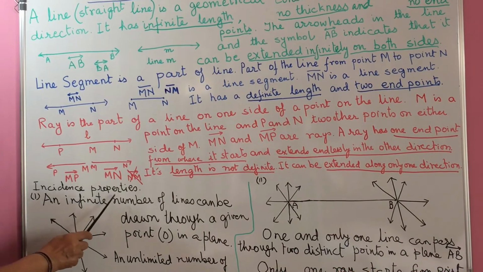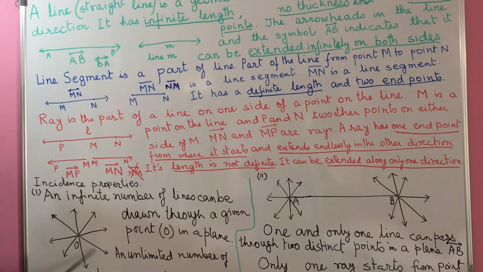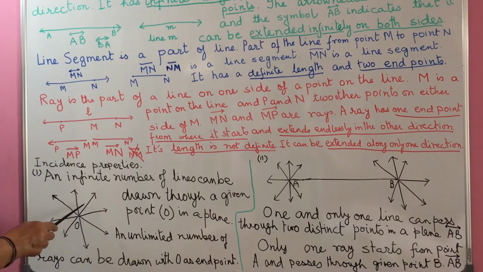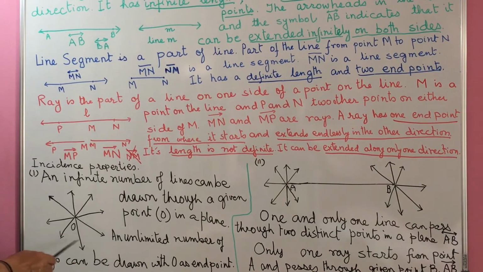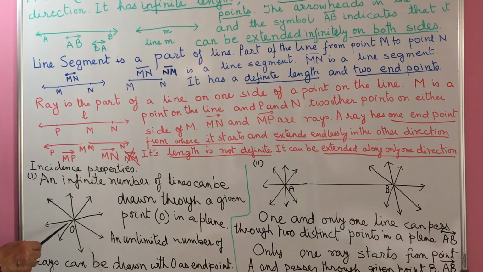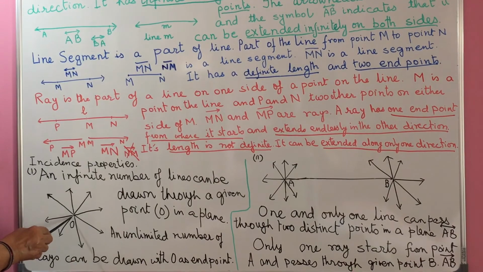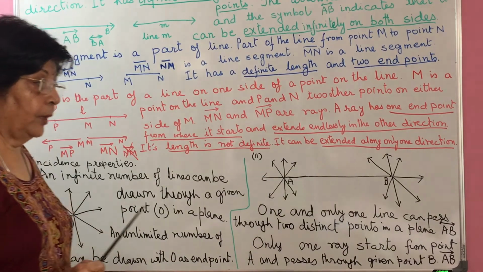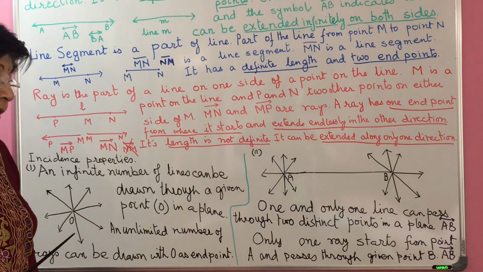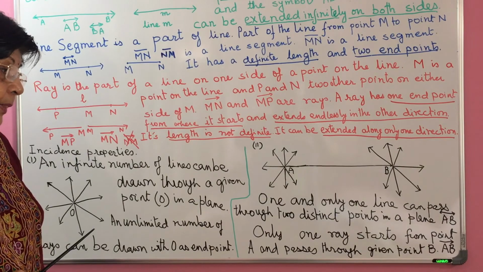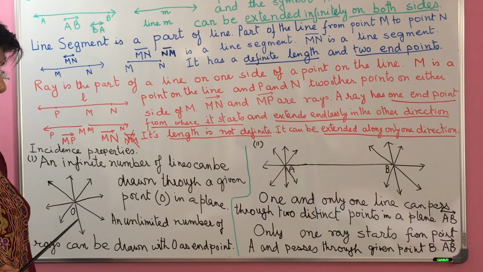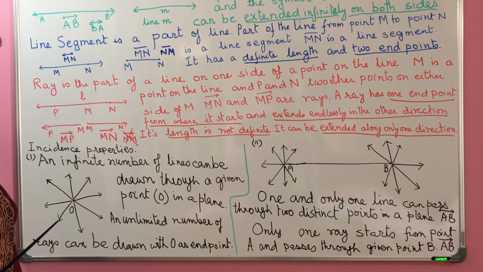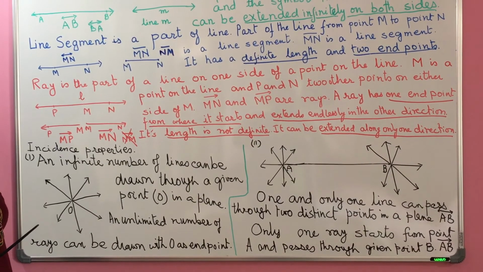What is the first incidence property? A large number of lines can pass through a point O in a plane, and an unlimited number of rays can be drawn with an endpoint at O. Second incidence property, one and only one line can pass through two distinct points in a plane, AB. Only one ray starts from point A and passes through a given point B, and that is ray AB.